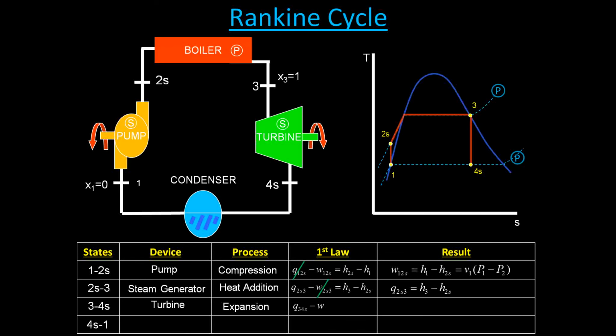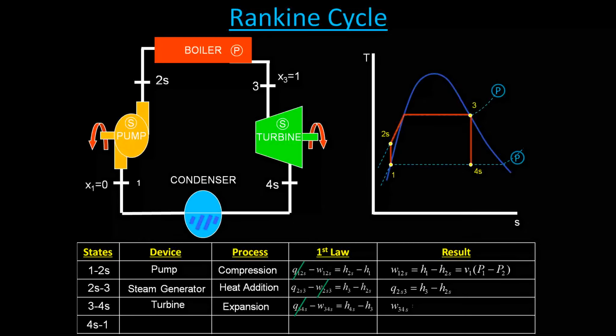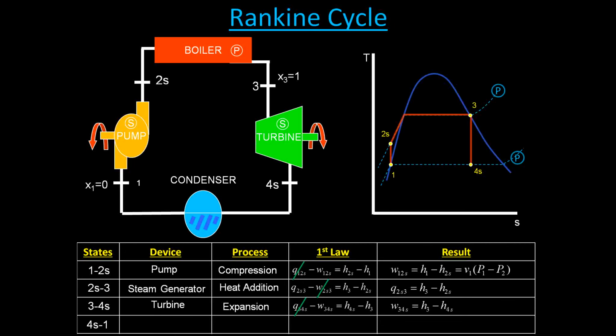So then we do the conservation of energy for the turbine. Again, it's an adiabatic device, so heat transfer is going to go to 0. We rewrite it in terms of a positive work, so work 4s is going to equal enthalpy at state 3 minus enthalpy at 4s.